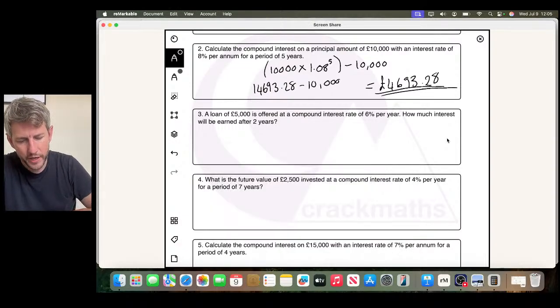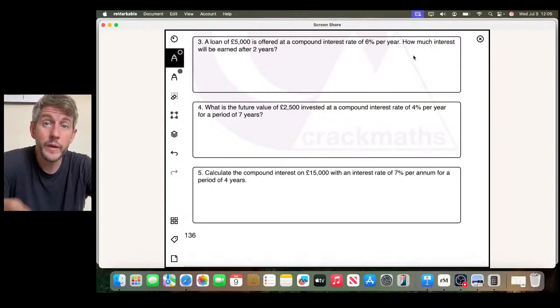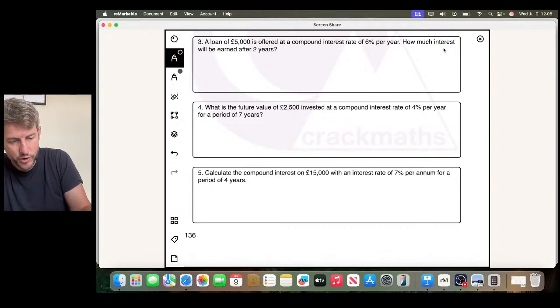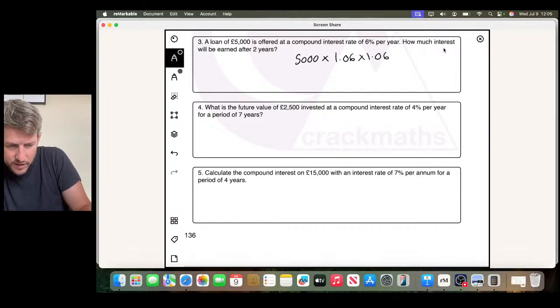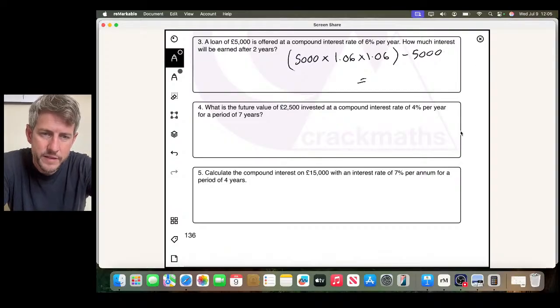Okay, so here we go. Question 3. A loan of £5,000 is offered at a compound interest rate of 6% per year. How much interest will be earned after 2 years? So again, they're only asking about the interest in this question, so that's a key thing to look for. They're only asking for the interest. So we're going to do 5,000 times 1.06 to the power of 2, and then we're going to want to take off the initial amount and see what this gives us.